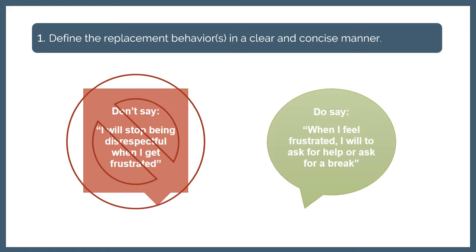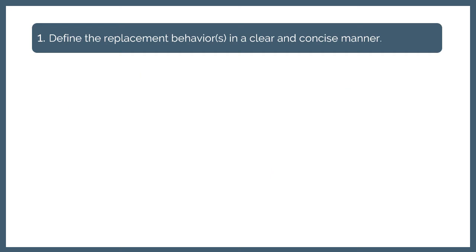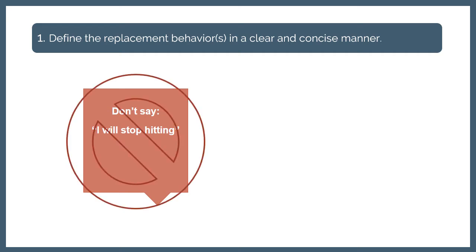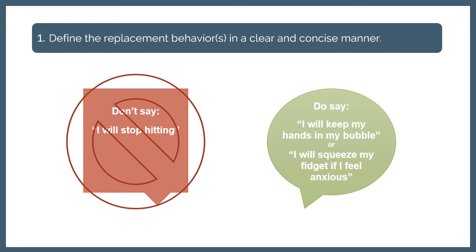Then, have a conversation with the student about how they'll ask for help appropriately or how to ask for a break, what can be done during the break, or how long the break will be. Here is another example of what to say. Instead of writing into a contract that I will stop hitting, you may choose to write, "I will keep my hands in my bubble," or "I will squeeze my fidget if I feel anxious." Depending on the function of the hitting behavior, the replacement may change. Then, teach the student how to use the new skill, including modeling and practice opportunities, and reinforce often.